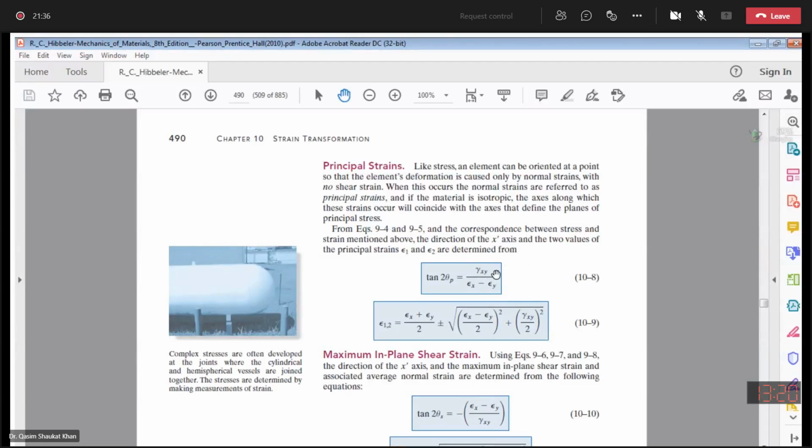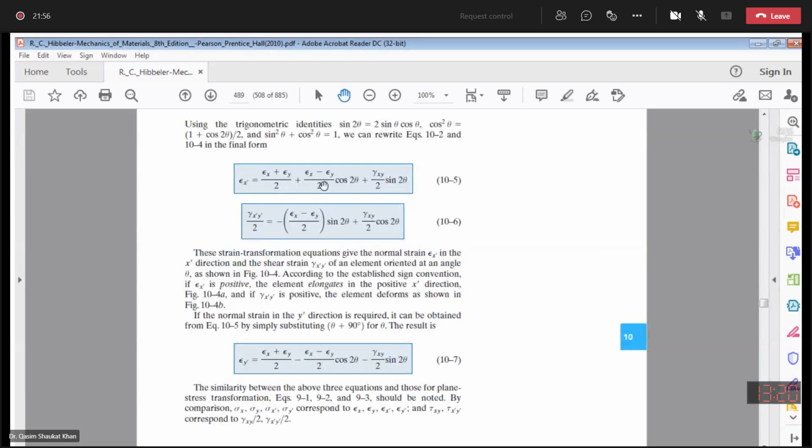Now the next thing is the computation of the principal strains. There are two ways to calculate the principal strains. One is that you get the values of theta p1 and theta p2 from equation 10.8. You can put these values of theta p1 and theta p2 one by one in equation 10.5. The normal strains that you get from this equation will correspond to your principal strains, because theta p1 and theta p2 are the orientations of the principal planes.